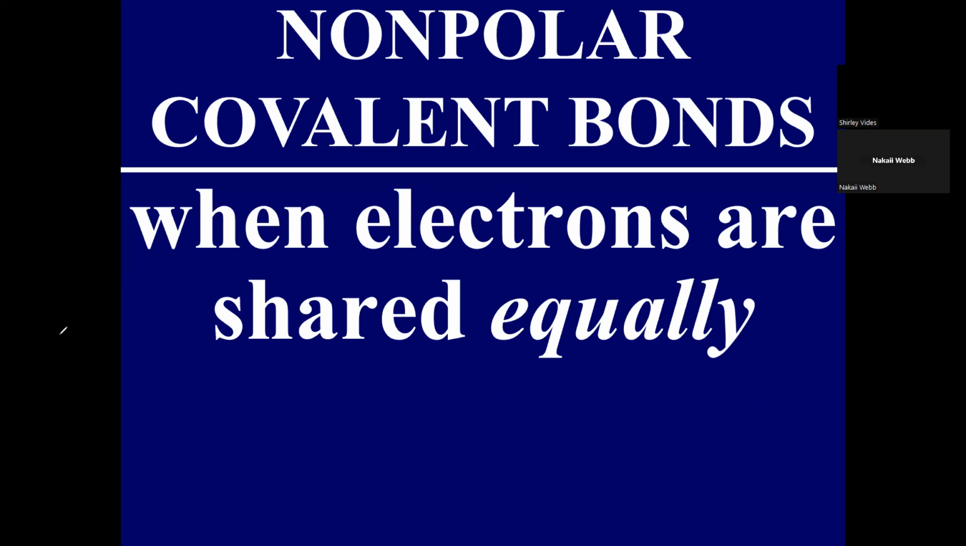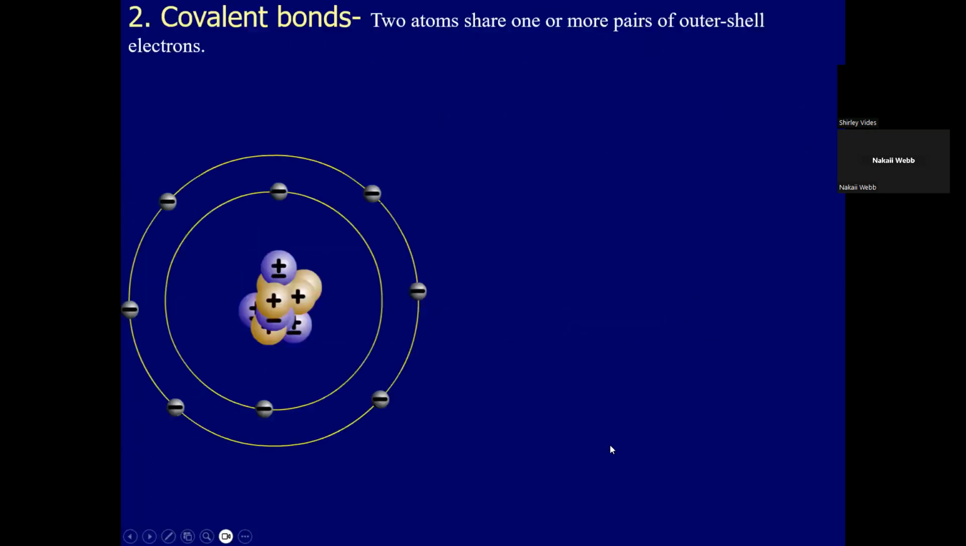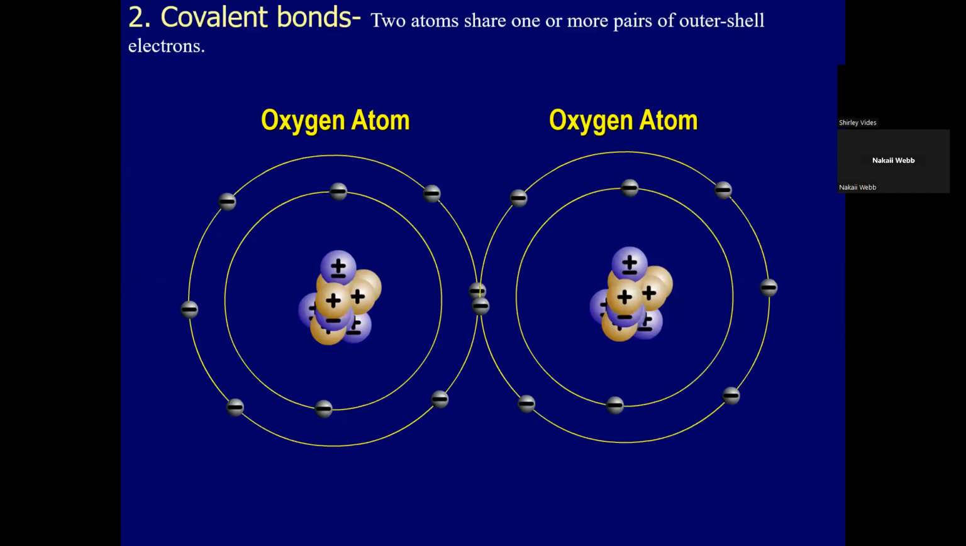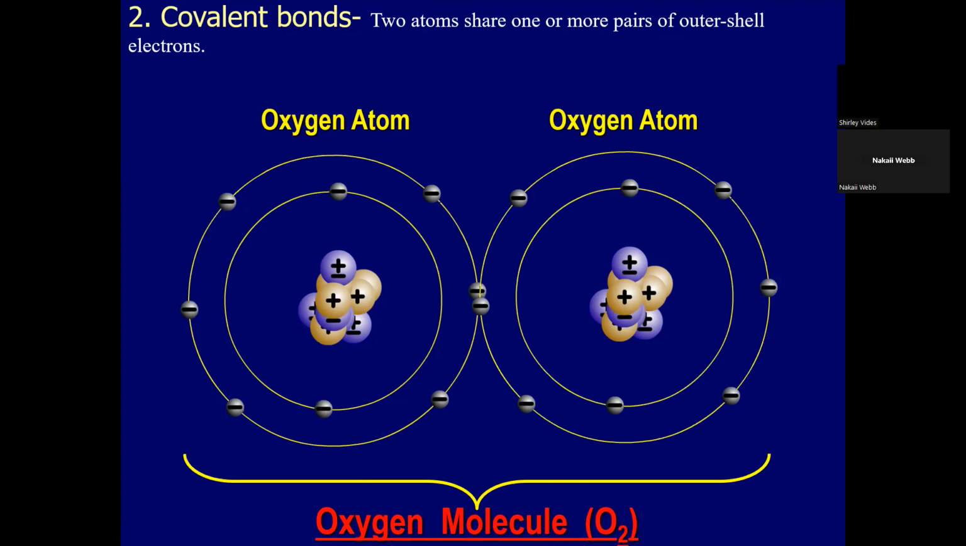All right, so nonpolar covalent is when electrons are shared equally. Again, anything that is bonded to itself is going to be sharing equally. So any of these diatomics are going to be nonpolar, right? That's two oxygen atoms bonding together. I don't really like this one as much because there should be 4 electrons. Anyway, and that is an oxygen molecule.